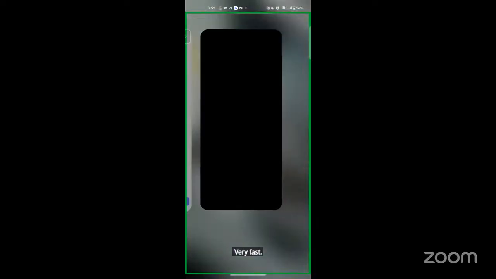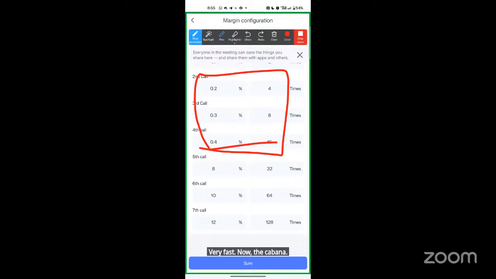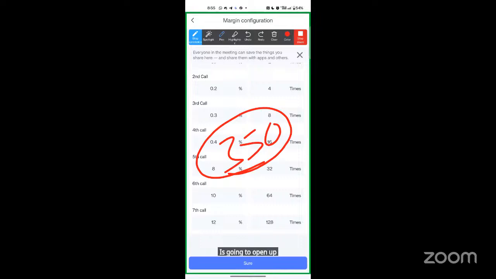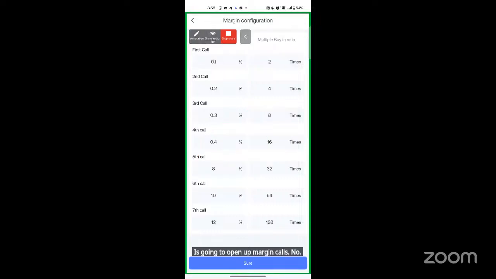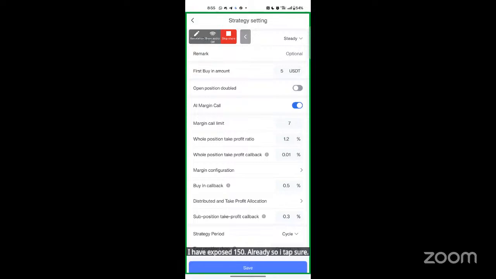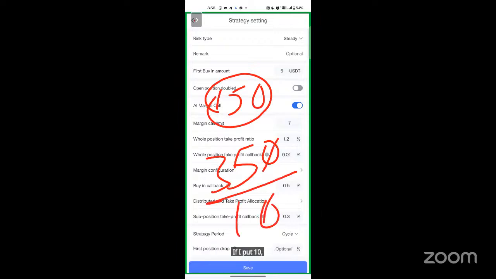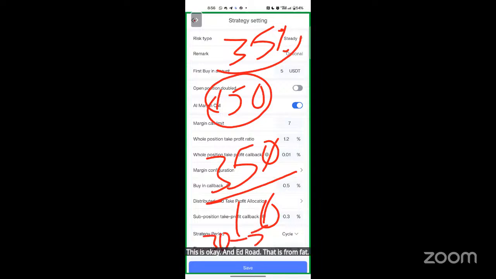Very fast. Now, because if this is 150, 500, the balance, which is 350, is going to open up margin calls. Now, I have exposed 150 already, so I'm sure. Now, I want to find out how the robot will buy my 300. If I put 10, it will be 35%. It is okay. Any drop that is from 30 to 50 is safe.